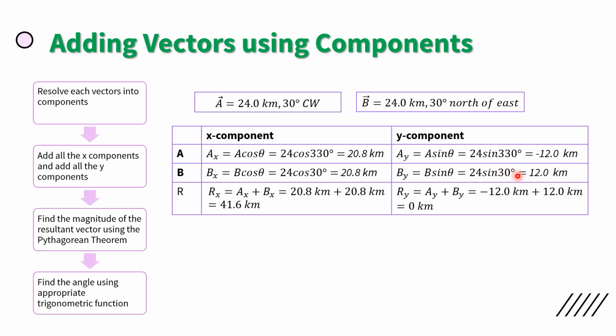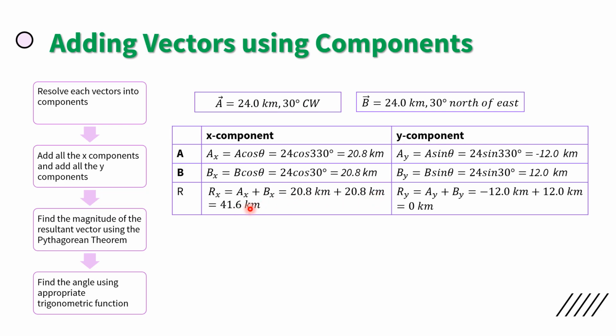It is in the first quadrant. Now the second step is to add all the x components and add all the y components. So the resultant vector, its x component r sub x is equal to a sub x plus b sub x. So we just have to add all the x components. That is 20.8 kilometers plus 20.8 kilometers.